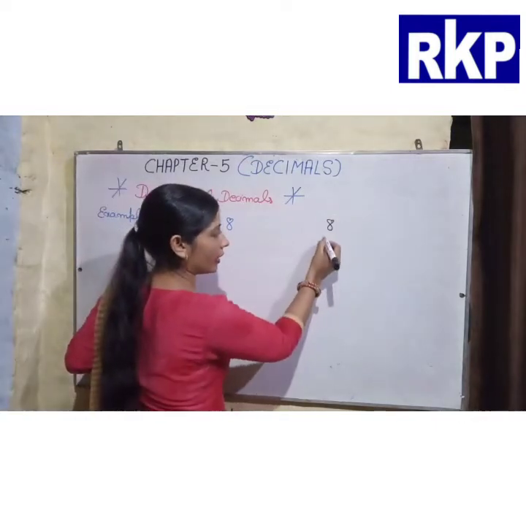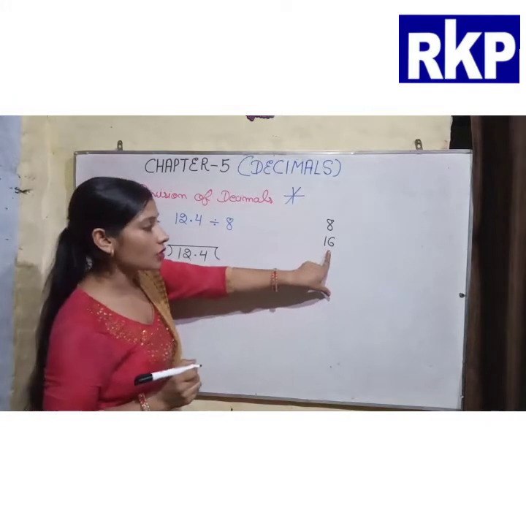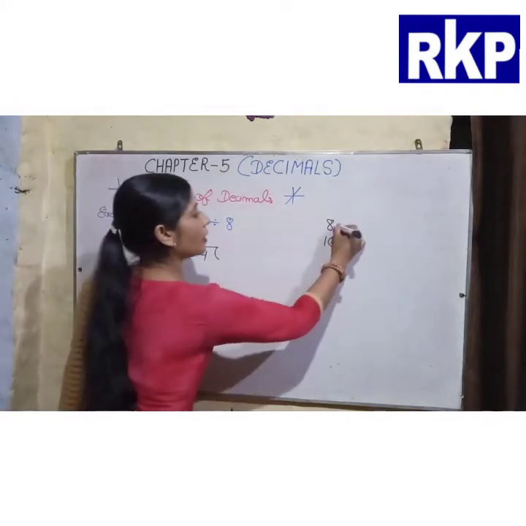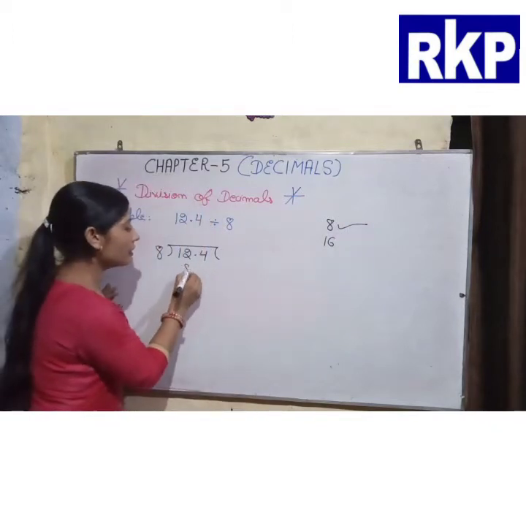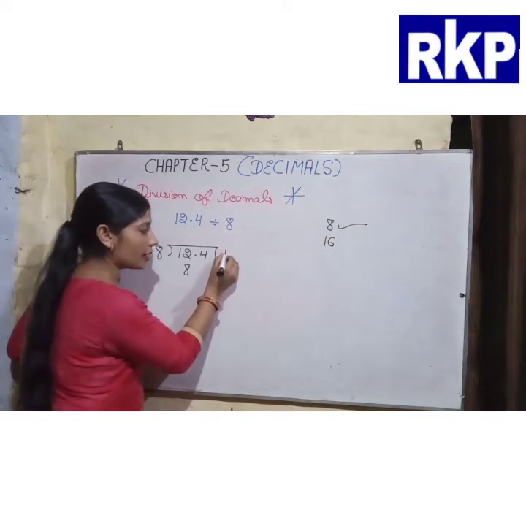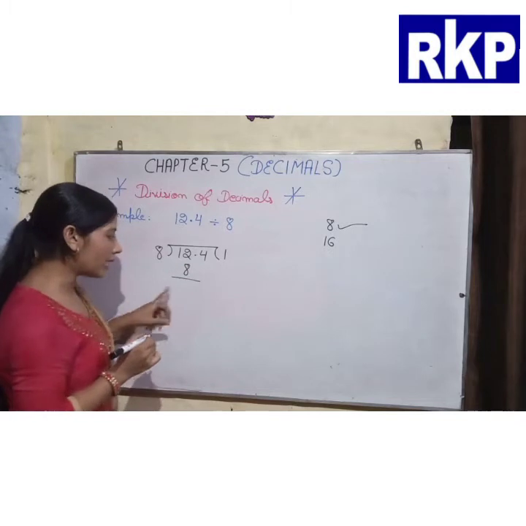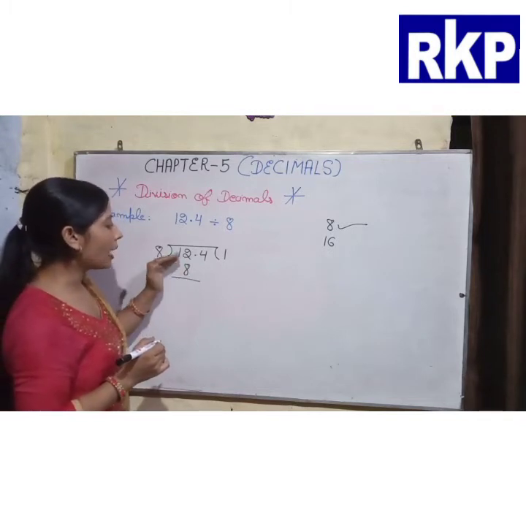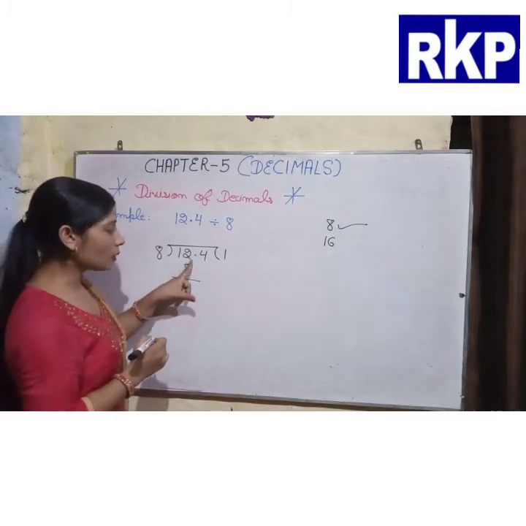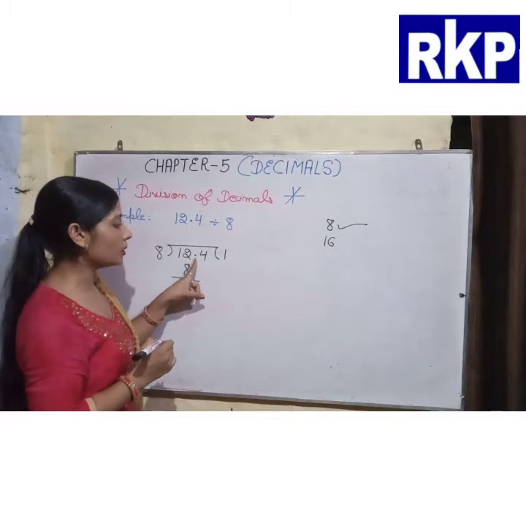8 ones are 8, 8 twos are 16, and 16 is greater than 12. So we have to write 8. So we write here 8, and 8 ones are 8, so we write 1 as quotient. Now we have to subtract this from 12. 12 minus 8 is 4. Now after 12 we have a decimal point and we need to take care of this decimal point.